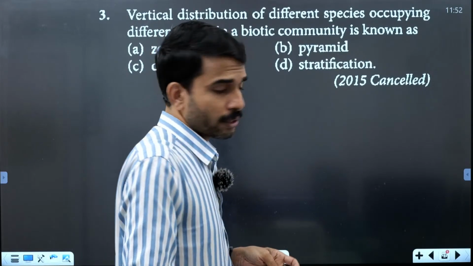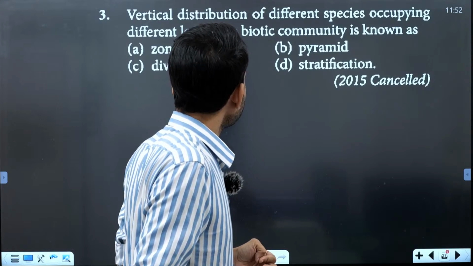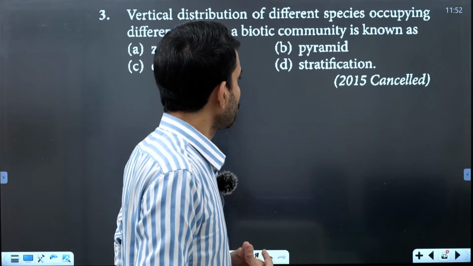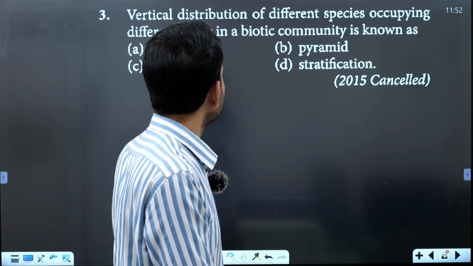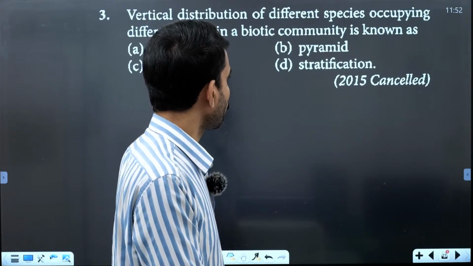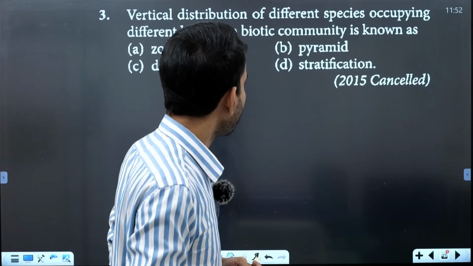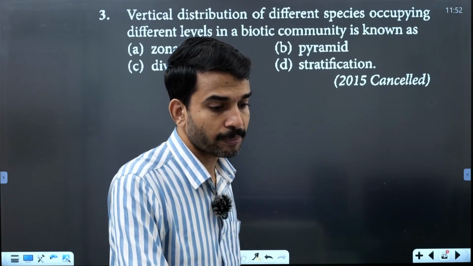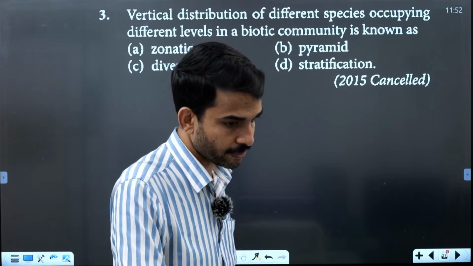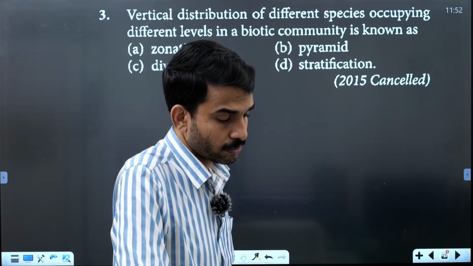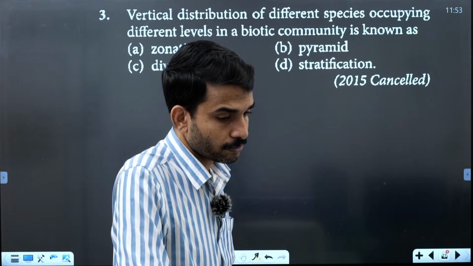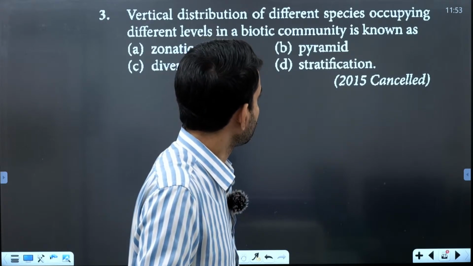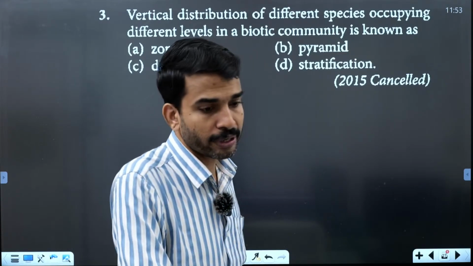Next one, vertical distribution of different species occupying different levels in a biotic community is known as. So this question is from the next chapter, the ecosystem chapter. So we can guess it. There are structural and functional components of an ecosystem. In that way we heard something, we studied something. From that, we have this question. You can guess it. Here we have vertical distribution of different species occupying different levels in a biotic community is known as.